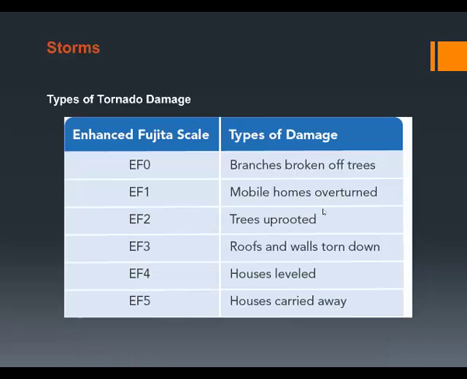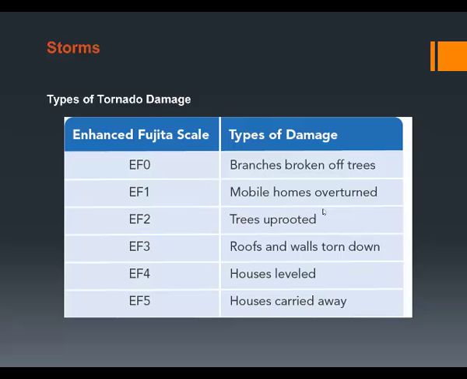Tornado damage is measured on the EF scale. There are 6 different ways in which we would measure damage. An EF0 is where branches are broken off of trees. Basically the same thing a thunderstorm can do.